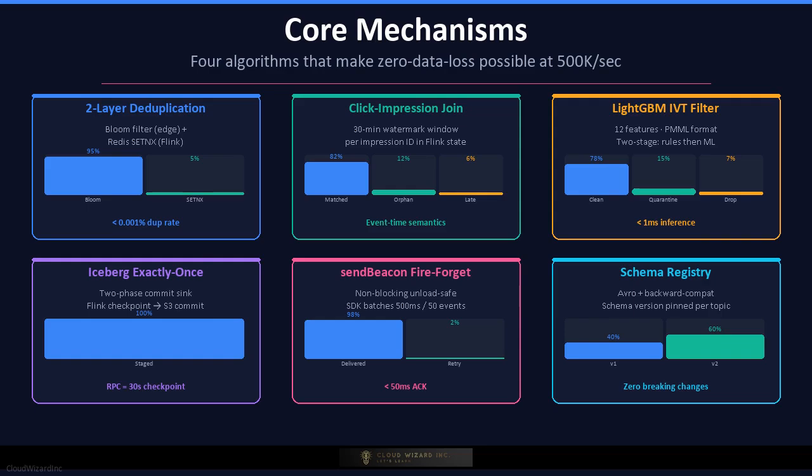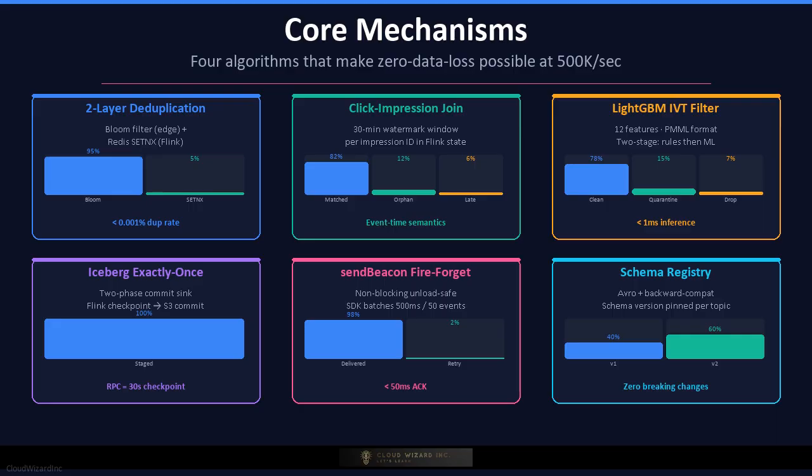First is the 2-layer deduplication design. Layer 1 is a Bloom filter at the edge with 1 billion entries and a 1.2 gigabyte memory footprint. It rejects known duplicate event IDs in under 1 millisecond with less than 1% false positive rate. Layer 2 is a Redis SETNX with 24-hour TTL for the roughly 1% of events that pass the Bloom filter, giving exact deduplication with no false negatives.